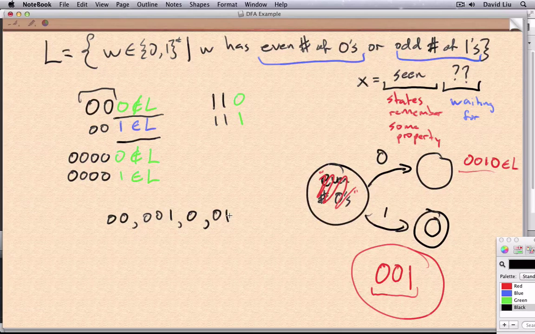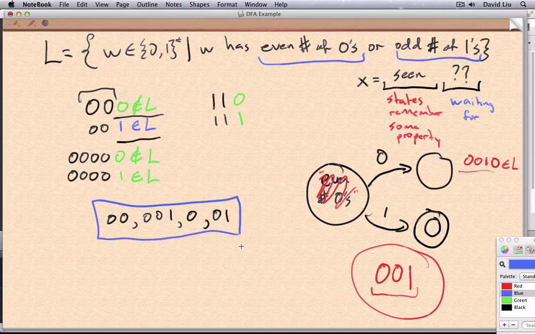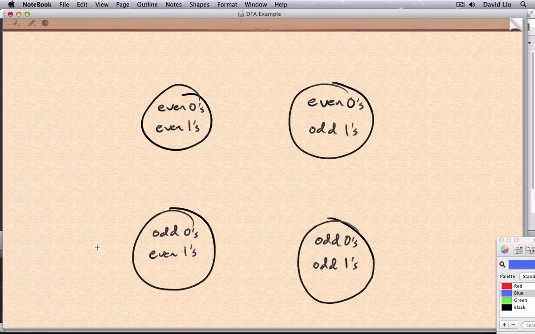0, 1. Oh, and by the way, here's a hint for when you're studying for the final. These 4 strings, which I got from talking about the different cases that strings could satisfy related to these properties, they're all distinguishable from each other. If you manage to figure out these 4 strings are distinguishable first before drawing the DFA, this gives you a hint that you'll need at least 4 states in your DFA, which is what I've drawn over here.